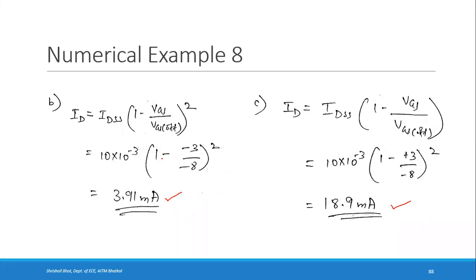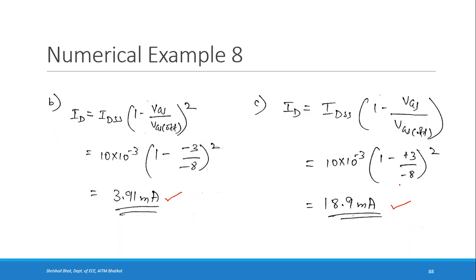You should remember it is 1 minus -3 by -8, so the signs get cancelled, and it is just 3 by 8. Here it is 1 minus 3 by -8, so minus into minus will be plus. You are actually adding: 1 plus 3 by 8 here. In the other case, it is 1 minus 3 by 8. So that's why here it will be less, but here it will be more.